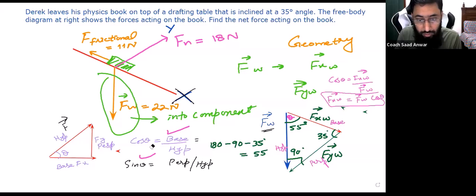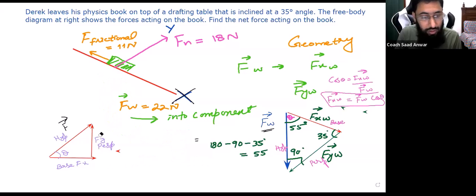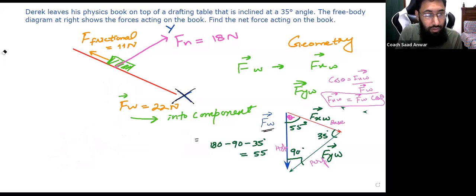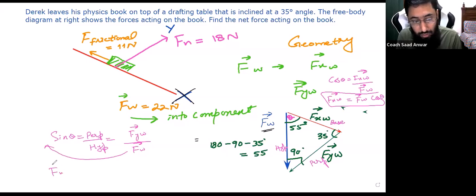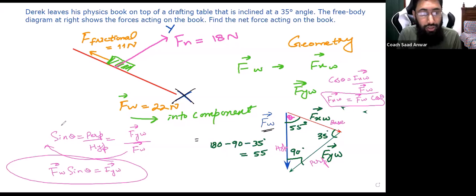Similarly, if we do the same for sine theta, sine is perpendicular upon hypotenuse. Perpendicular is Fyw, a vector. Hypotenuse is Fw. So when I rearrange this, Fw sine theta is equal to the y component of the force. So this is another equation. Now I just put the values here, so I am going to shift these two equations to the next page.